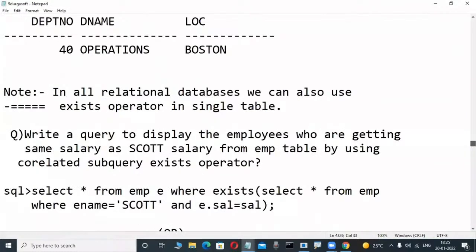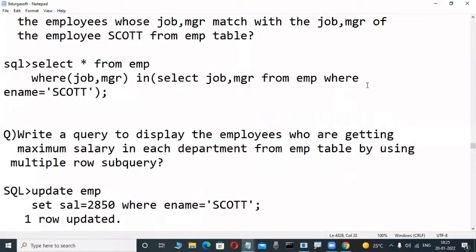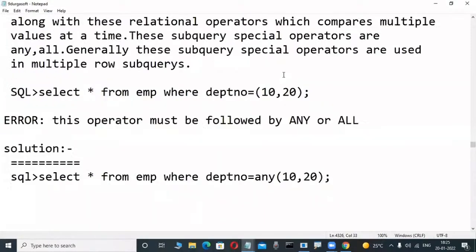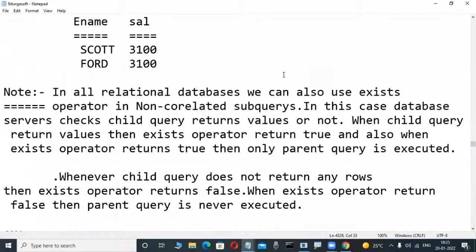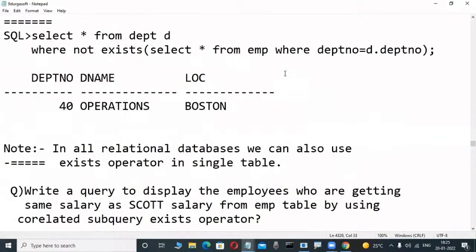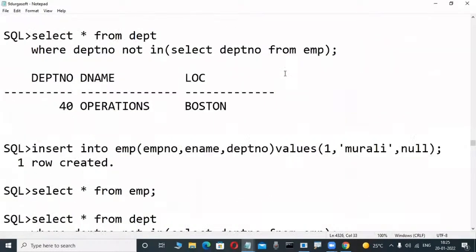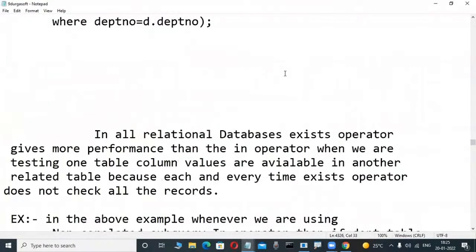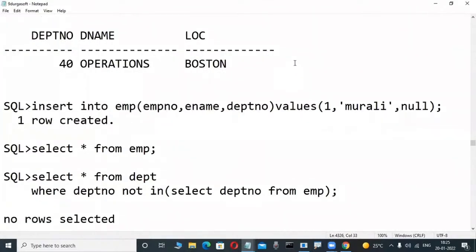Suppose you are attending an interview, they may ask you to display the nth highest salary employee, the second highest salary employee, or to delete duplicate rows. These types of things are there. Those are all the things we are learning in our course only. Some queries are there. These are all things we are familiar with.